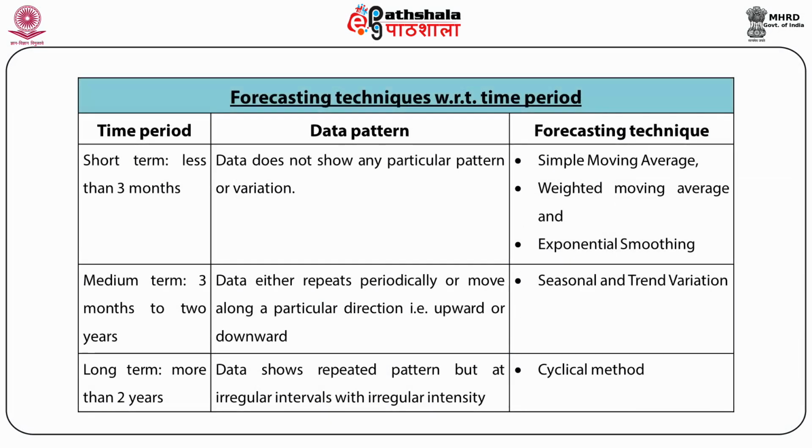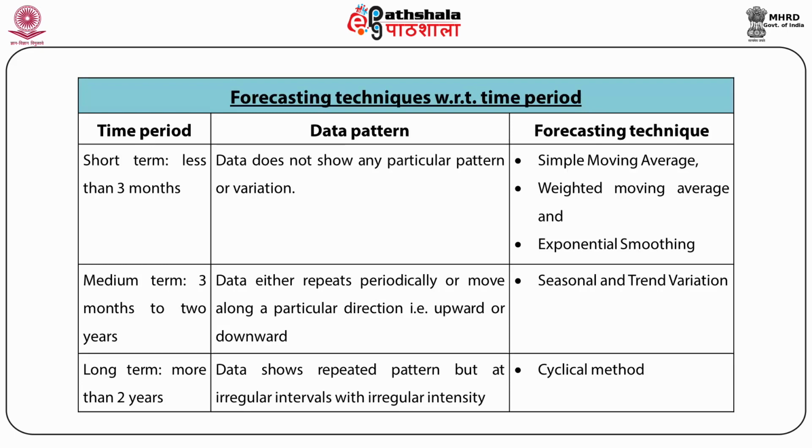The following table shows type of forecasting techniques, some of which would be discussed in this chapter, in context of time period. Short-term period is referred as data collected over a time period of less than 3 months. Medium term is 3 months to 2 years, and long term as more than 2 years. The table indicates time period, the data pattern that varies according to the time period, and forecasting technique with respect to that time period. The first time period is short term, which is less than 3 months, and the data does not show any particular pattern or variation during this time period. The forecasting techniques that are discussed for this time period are simple moving average, weighted moving average, and exponential smoothing.